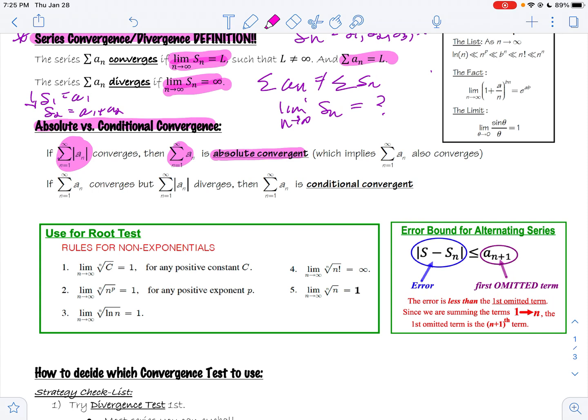So if you have the absolute value of a series, and you can show that that's divergent or convergent, then you've got absolute convergence. Now, if you have a series where its absolute value diverges, then that's the situation where it's conditionally convergent.